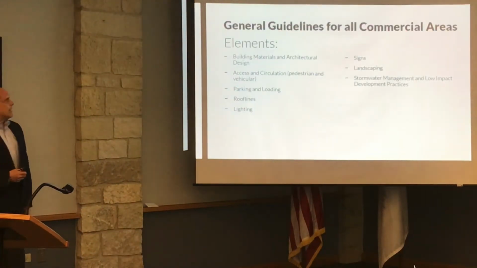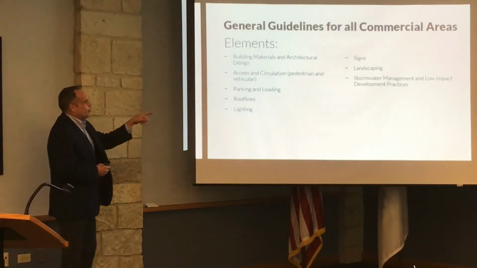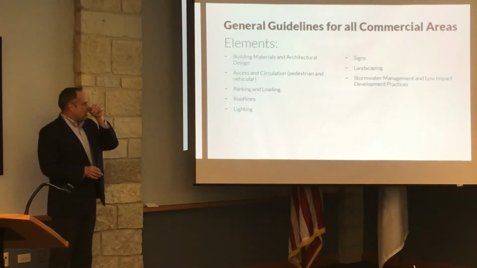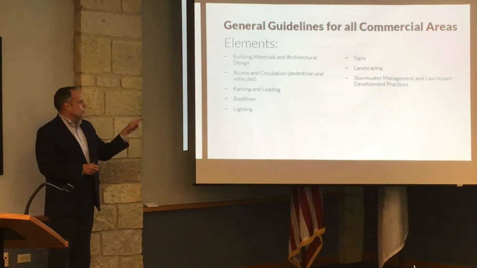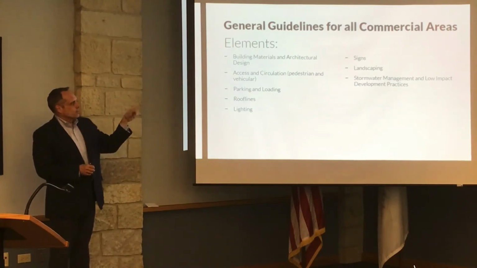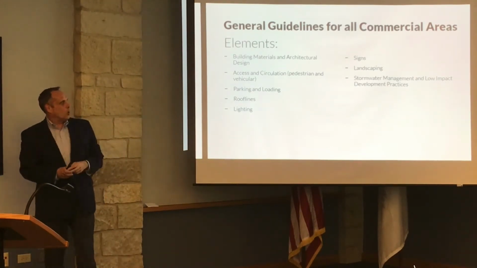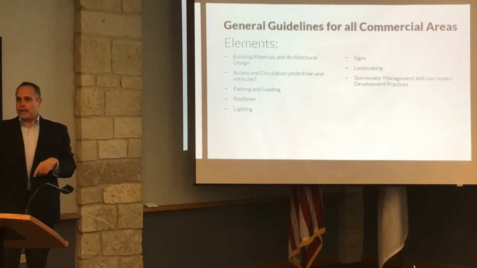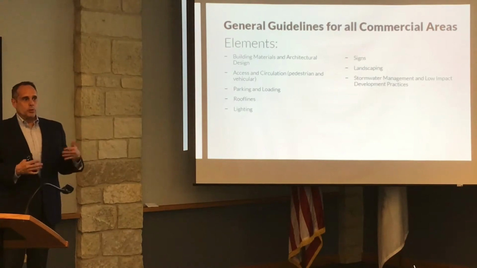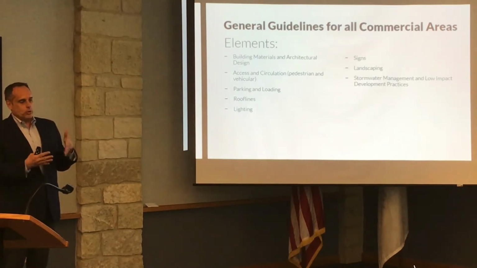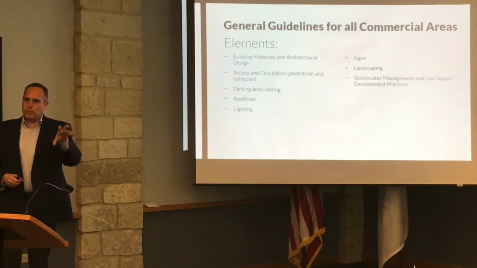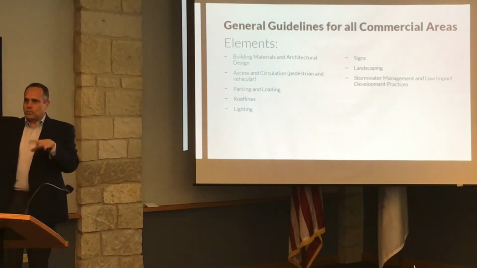The commercial design guidelines, first we talk about these elements for all commercial areas: building material and architecture, access and circulation, parking and loading, roof lines, lighting, signs, landscaping, and then stormwater management and low impact. And this is so when a development comes to either staff or the Plan Commission, you'll be able to do a couple things. You'll be able to open up the Western Growth Area Master Plan and say, is what you're proposing consistent with the plan, the right use in the right place, meeting these goals and objectives per the plan.